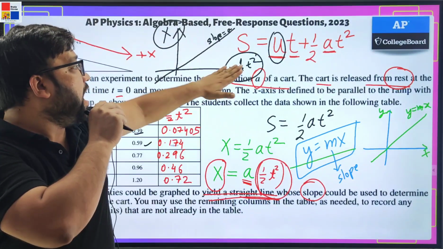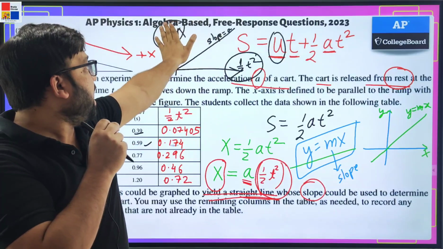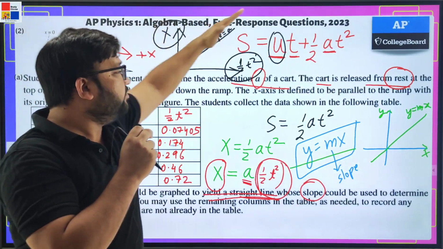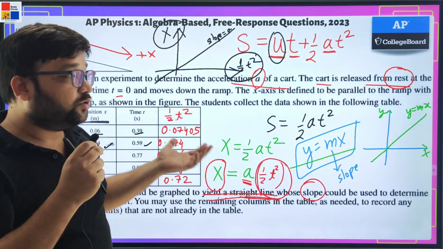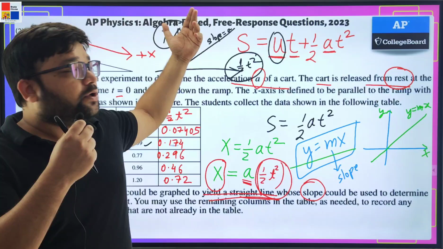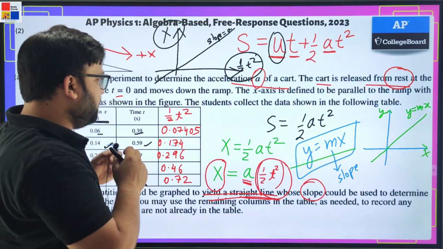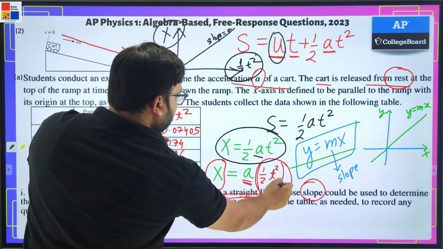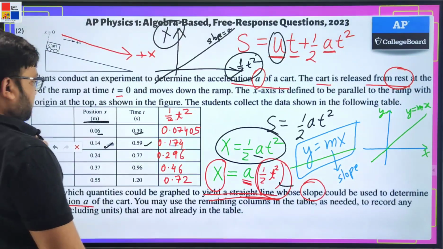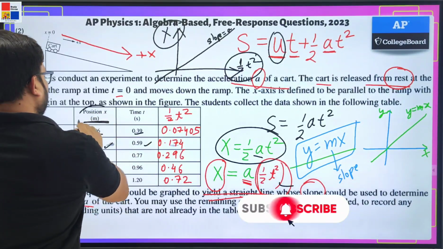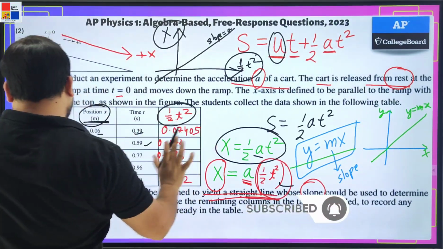I have to plot half t square on the x-axis and the position, that is x, on the y-axis. It will give me a straight line graph passing through the origin with slope as the acceleration. The acceleration is the slope of such a line. This is evident from here: a is the slope, and half t square is the independent variable. I can tabulate the values here, plot this on the y-axis and this on the x-axis to get this.